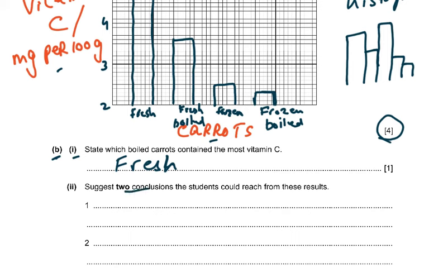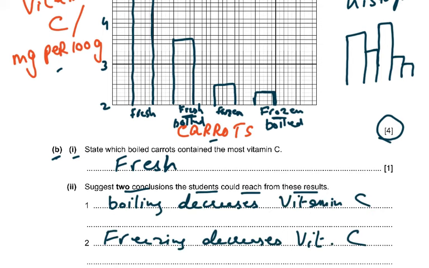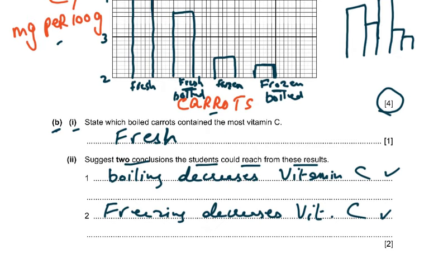So just 2 conclusions the students could reach from these results. Now, what are the conclusions that you get from these results? Boiling decreases the vitamin C, and freezing decreases the vitamin C. You can see how in the boiled one, the vitamin C decreased, and in the frozen boiled one, again, the vitamin C decreased. So boiling decreases vitamin C and freezing decreases vitamin C. That is how you would word it. There's not any other word that you could have used.